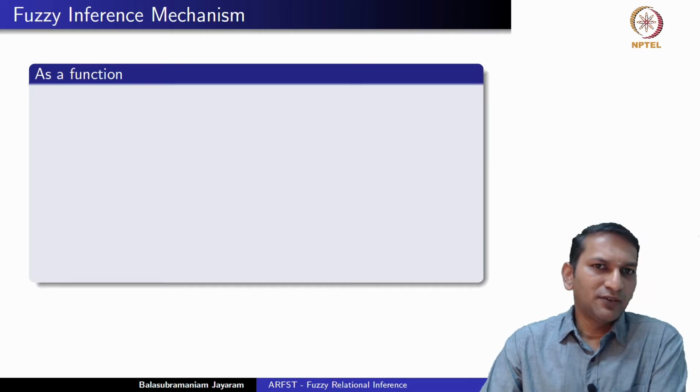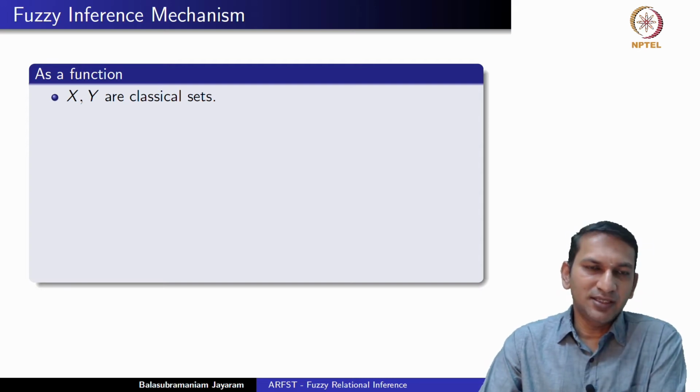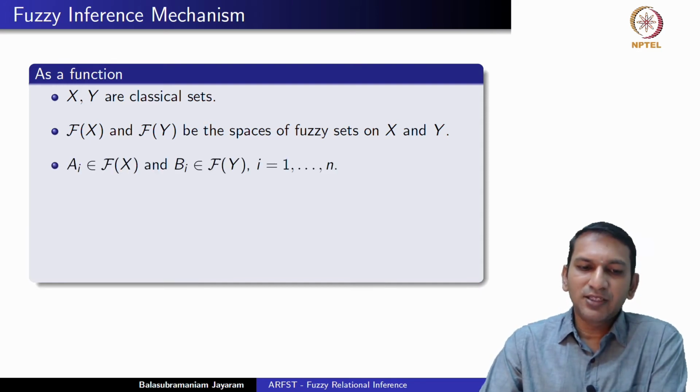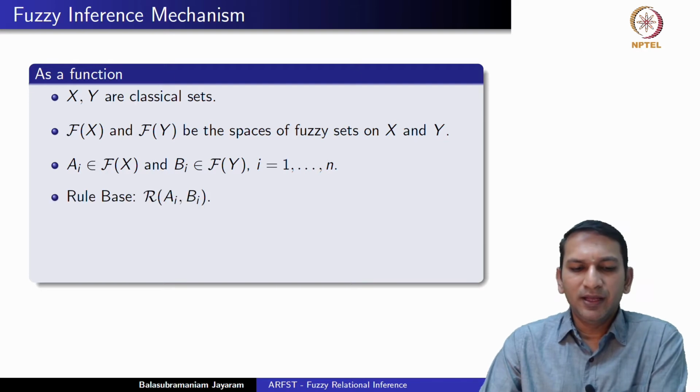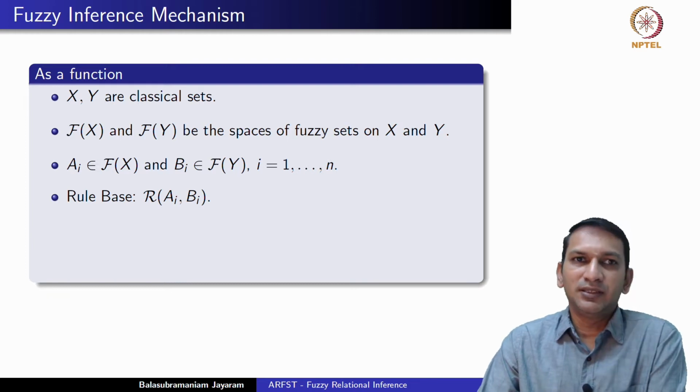We would like to look at fuzzy inference mechanism itself as a function. It means a fuzzy inference as a function. How so? We have these two classical sets X and Y, which are essentially the domain of the input and output. F of X and F of Y are the spaces of fuzzy sets that you can build on X and Y, and it is from these that we are sourcing our antecedents and consequents of the fuzzy if-then rules. A_i's and B_i's are actually fuzzy sets on X and Y. It is using these we build the set of rules which we call the rule base, a fuzzy if-then rule base.